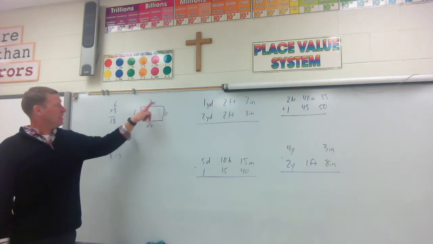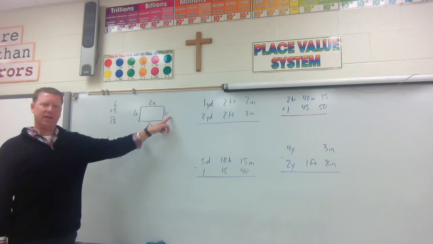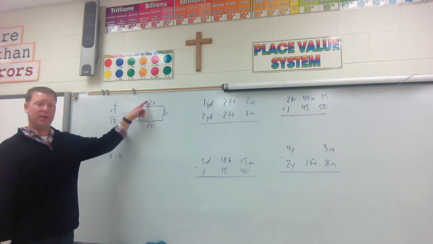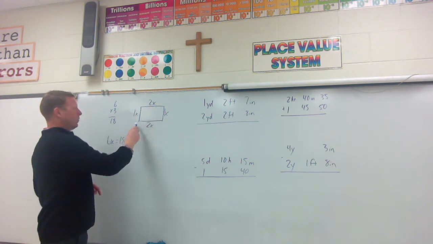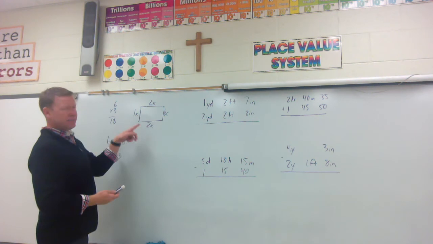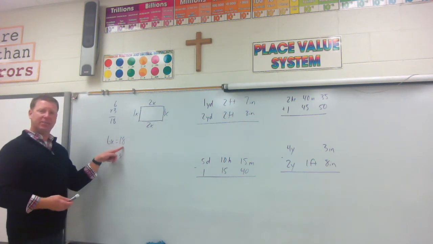So if this is 1x, then up here is 2x. Well, if it's 1x on the right, it's 1x on the left. If it's 2x on the top, it's 2x on the bottom. So what's my perimeter? 1 plus 2 plus 1 plus 2, that's 6. So 6 x's add up to my 18 feet.